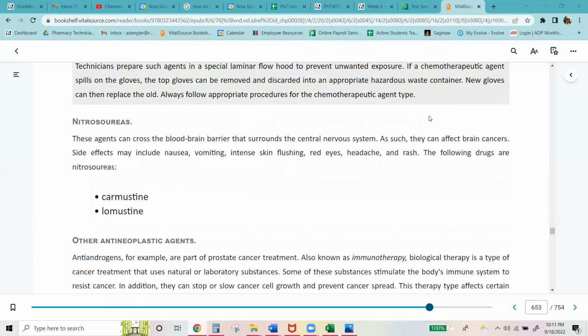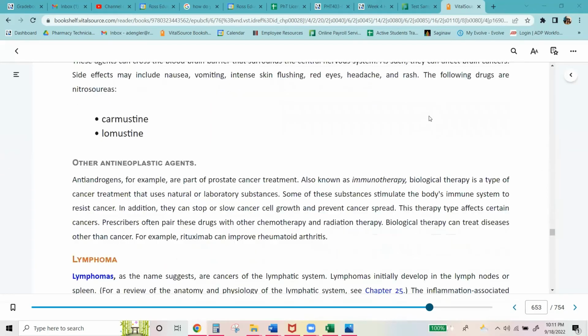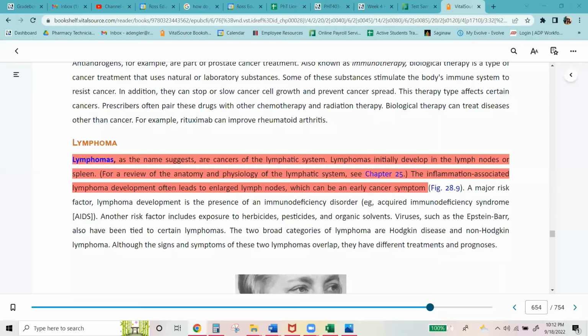Nitrosoureas can cross the blood-brain barrier that surrounds the central nervous system. As such, they can affect brain cancer. Side effects may include nausea, vomiting, intense skin flushing, red eyes, headache, and rash. Anti-androgens are part of prostate cancer treatment, also known as immunotherapy. Biological therapy is a type of cancer treatment that uses natural or laboratory substances.